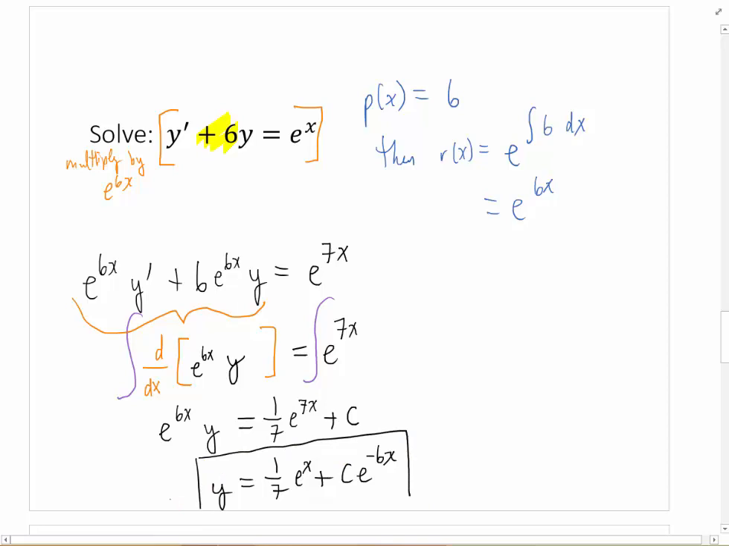So again, the process. Figure out the p of x, create the integrating factor, multiply through both sides by that integrating factor, check to make sure you did it right, make sure that that left-hand side is the result of a product rule, and then use it to solve, right? Find antiderivatives and find the explicit solution. Let's see another example.